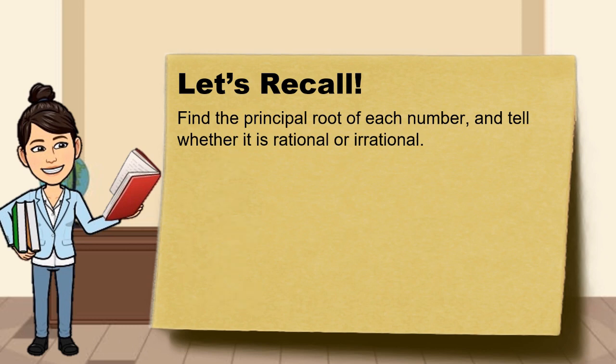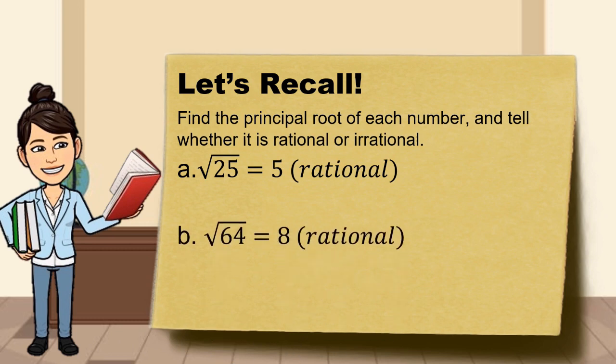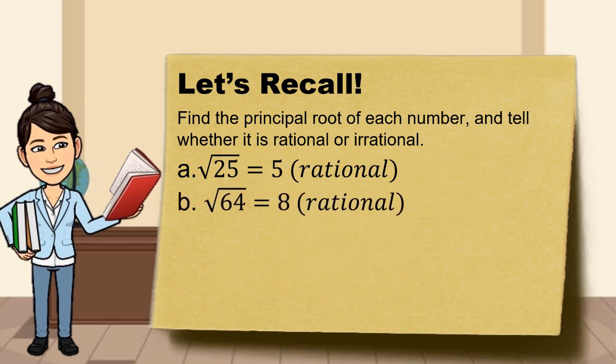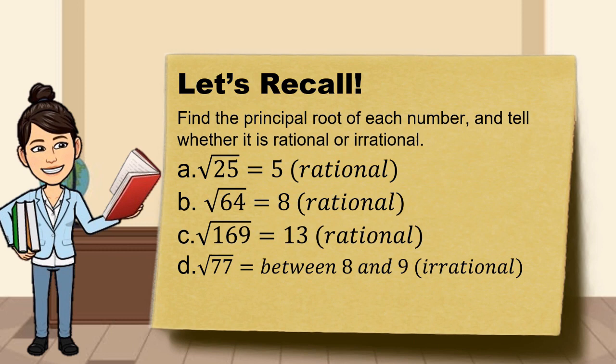Let's check your answers. Sa letter A, ang principal root ng square root of 25 ay 5, which is rational. Sa letter B, ang principal root ng square root of 64 ay 8, which is rational. Sa letter C, ang principal root ng square root of 169 ay 13, which is rational. Sa letter D, ang 77 ay hindi perfect square. Kaya ang principal root ng square root of 77 ay between 8 and 9.